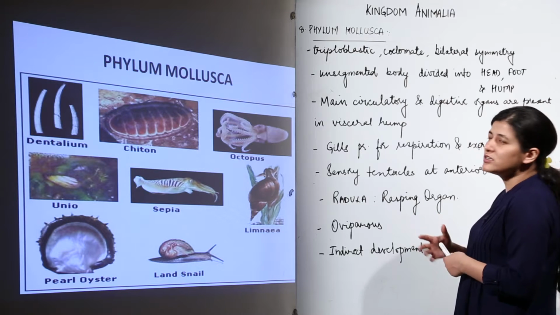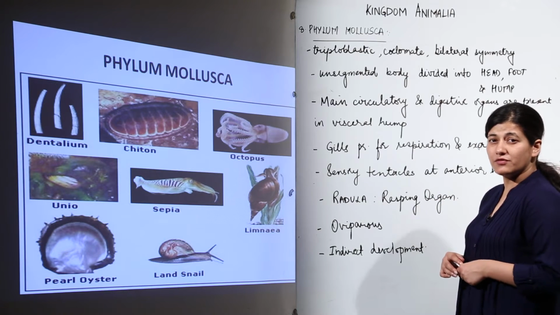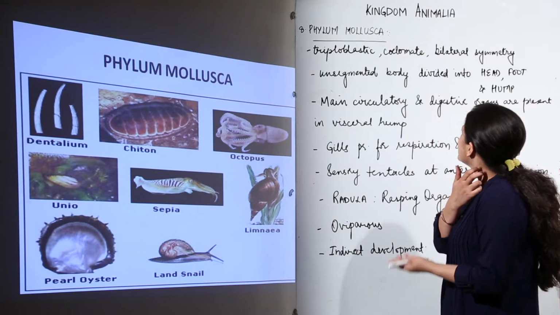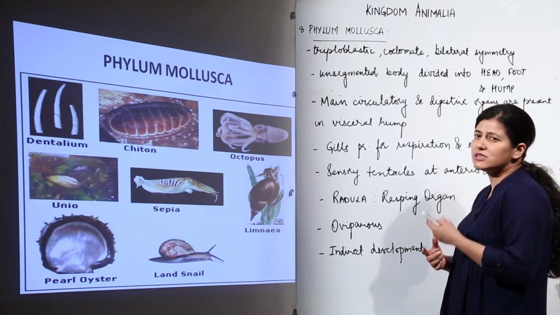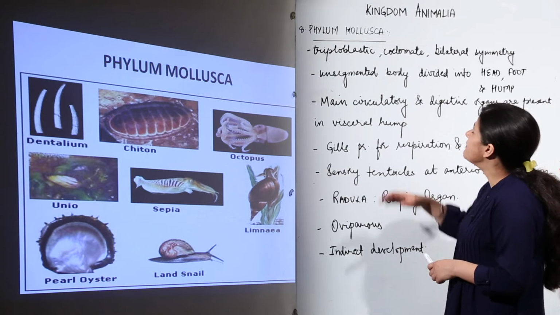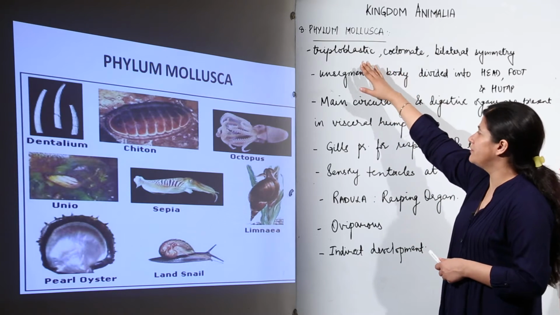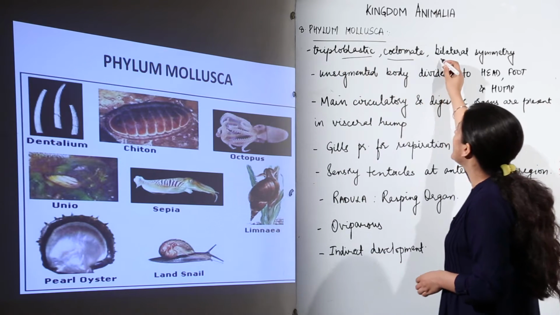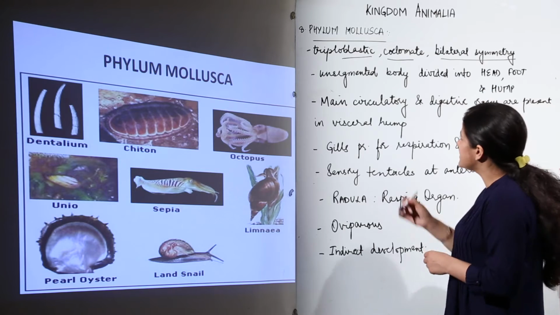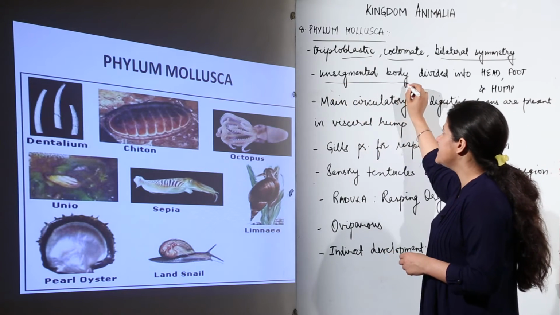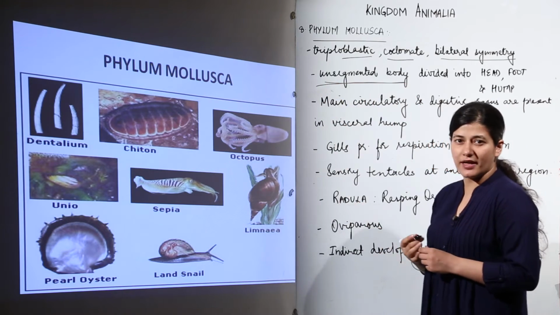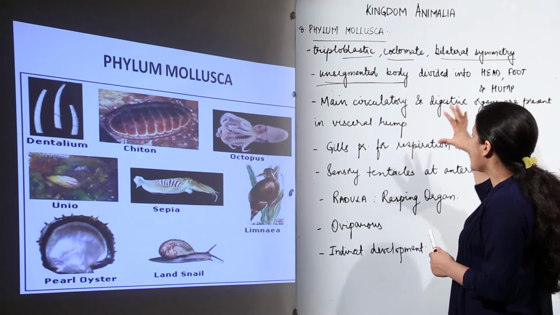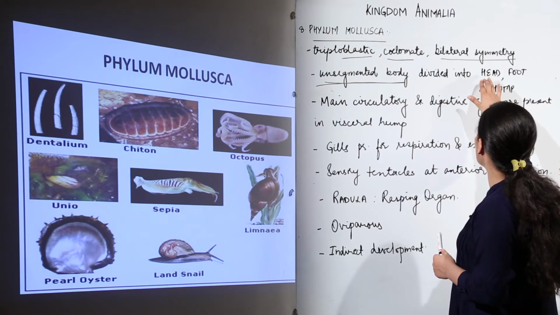Now, marine forms include, the simplest example that I could give you is that of octopus. You all know that octopus, you might have read about it, you must have seen it in some sort of popular media. So, this is the characteristic that we see. It is triploblastic, coelomate, bilateral symmetry. Next, the body over here is unsegmented, as opposed to annelids and arthropods, where the body was segmented. The body mostly is divided into head, foot and hump.